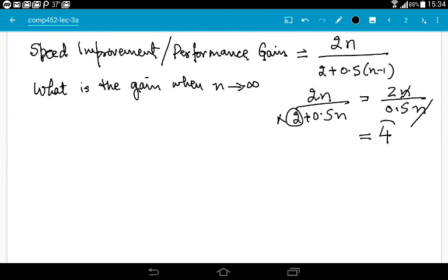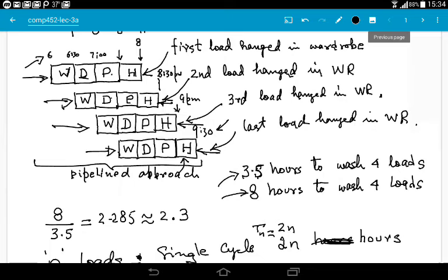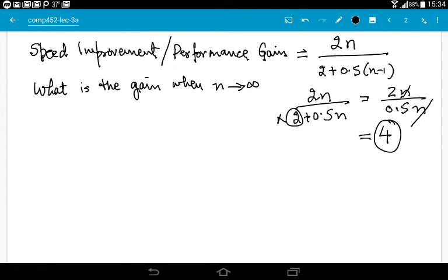And how did we get this number 4? You can see that here we had 4 stages of our pipeline. First stage, second stage, third stage, fourth stage. 4 stages of our pipeline. Alright. Okay. So this is the advantage of using the pipeline approach.